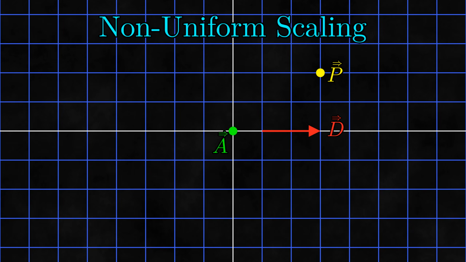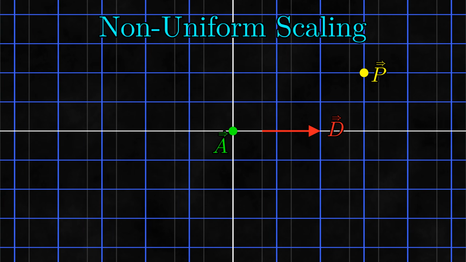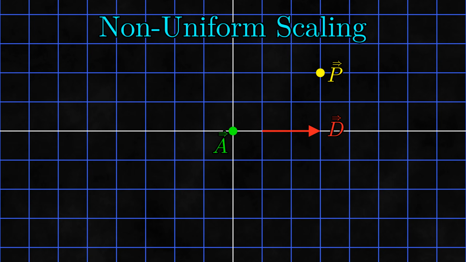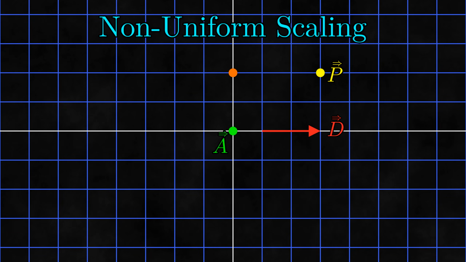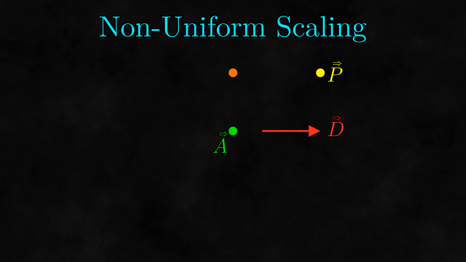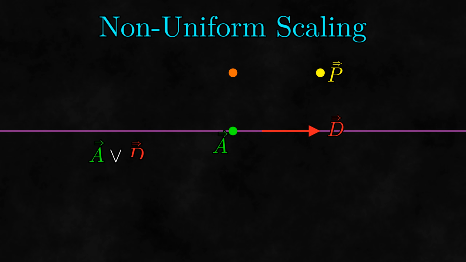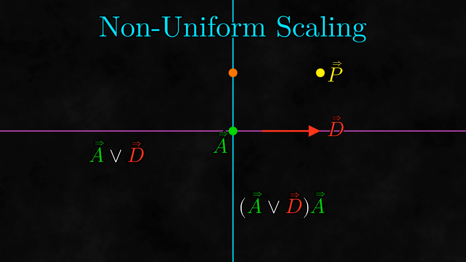The fundamental idea here is to notice that when considering just this point P, non-uniform scaling along the x-axis from A is the same thing as uniform scaling from this point right here. We just need to find an expression for that point and we should be good to go. To find that point, we just need to do a few PGA calculations. We can get the line we are scaling along by joining the point A with the direction D. Then, multiplying this by the point A, we get this line.